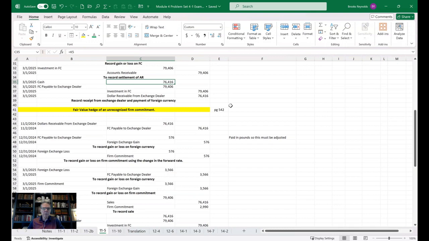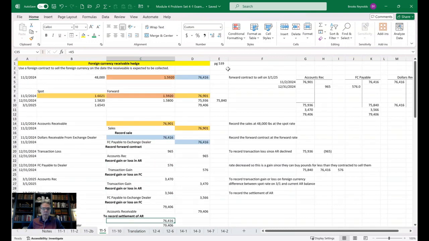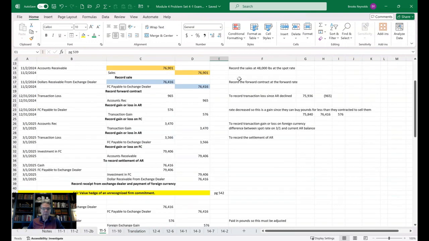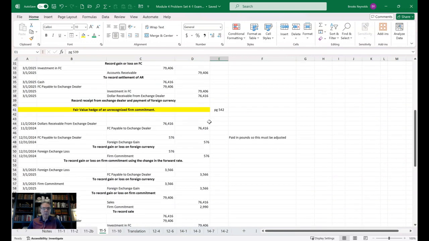You can see here the page numbers. This is where you can go if you want a little more detail. Page 539 for that one. So this one is something where we're going to sell something to someone. We've agreed to sell it on a certain date, and we still want to hedge that. Okay, so we want to hedge and say, all right, we're going to sell that. So then we're going to receive something in return. So we're again going to hedge that.